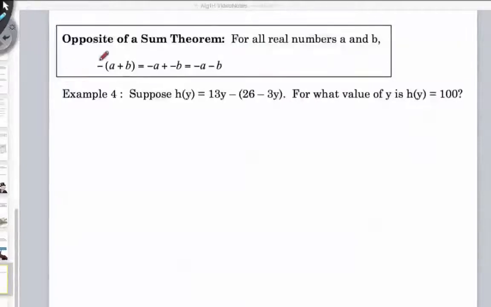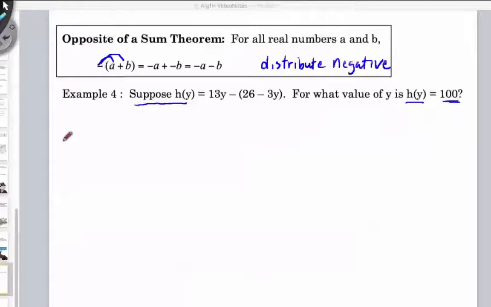Now, one more pro tip on solving an equation. This is called distributing the negative, or the opposites of a sum theorem. So remember, whenever you have a negative out in front of a set of parentheses, you need to distribute that inside the parentheses to both of those terms. Let's take a look at example 4. We want to find out when h of y is equal to 100.